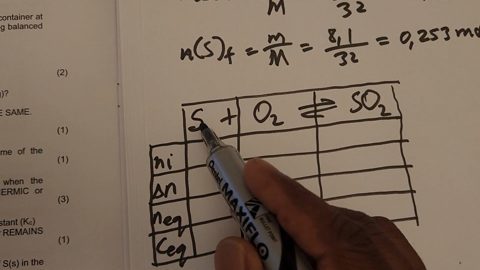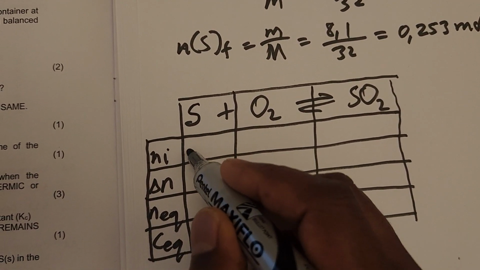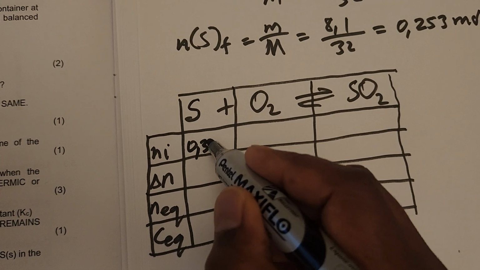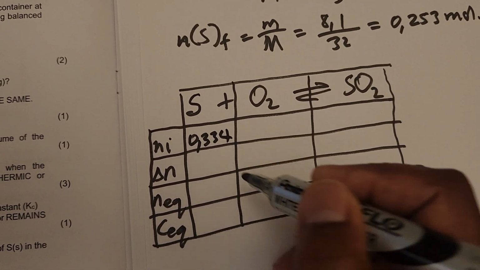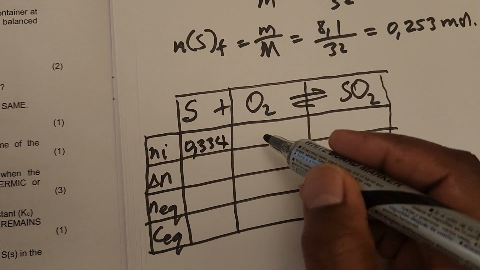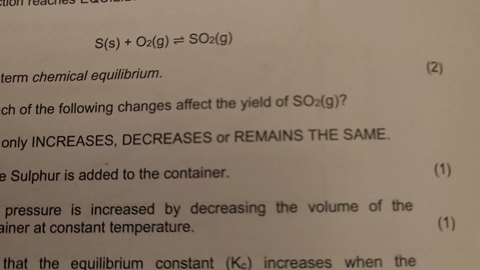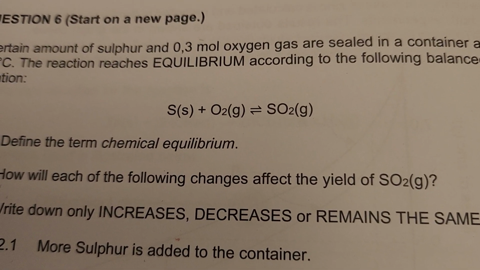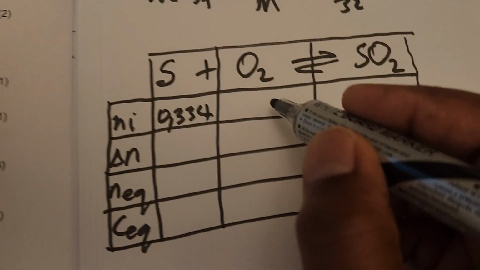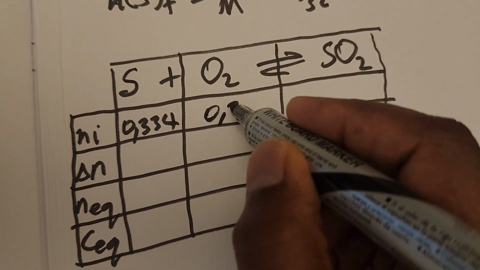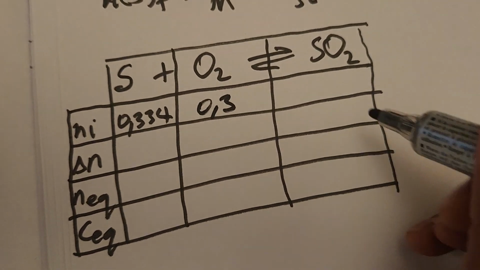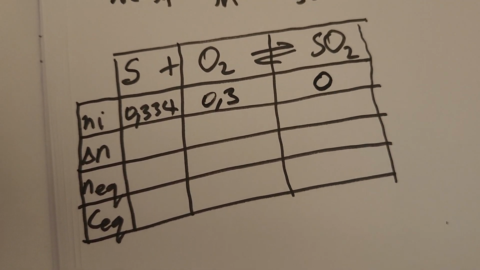Now the initial mole of sulfur is 0.334, and that of oxygen was given in this initial statement. If you look at this one, it's 0.3 mole. Then it will be 0.3. Nothing is set up by the product. We are starting from 0.